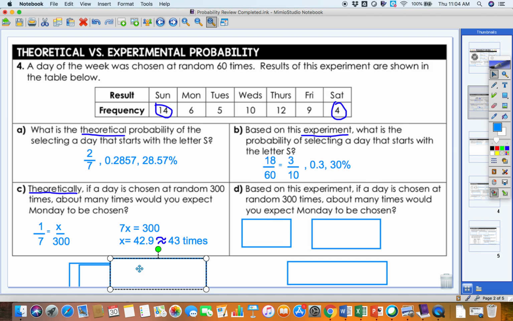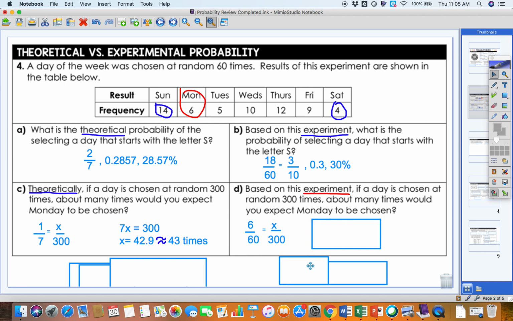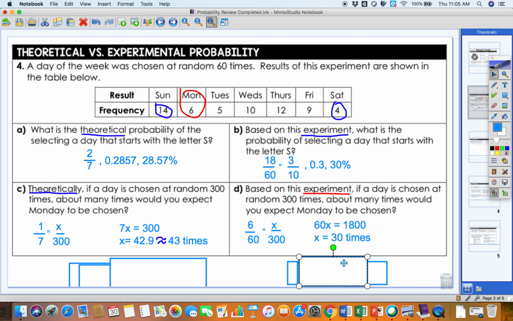When you look at the experimental probability, if a day is chosen at random 300 times, about how many times would you expect Monday to be chosen? So I'm going to go to my frequency chart and look at Monday, and that would be 6 out of 60 times is our first ratio, and that would be equal to x out of 300 times. Again, to solve proportions, you cross multiply. 60x equals 1800, and so we're looking at approximately 30 times.